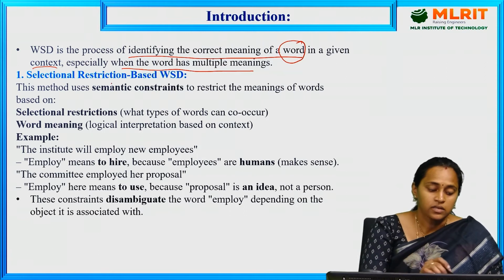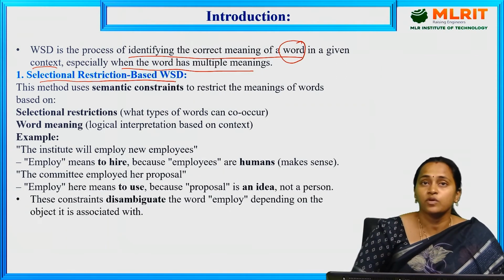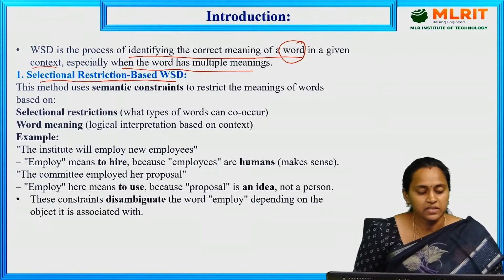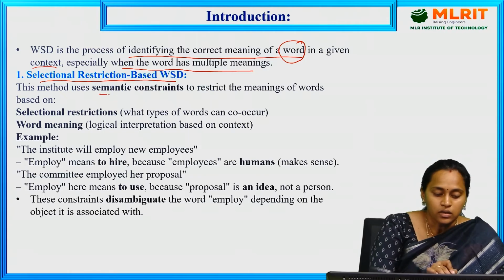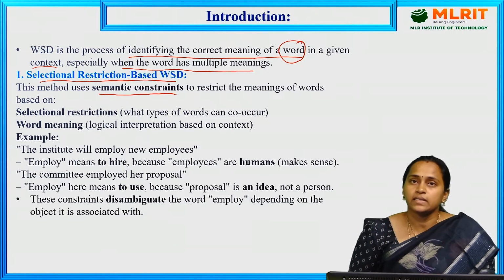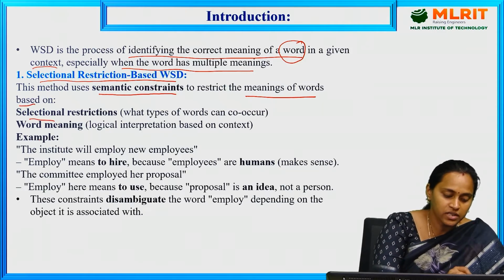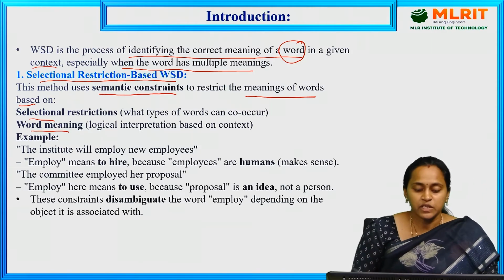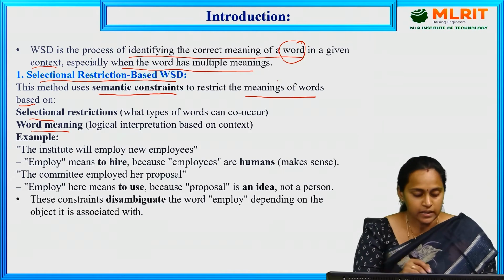So here some methods are there. First one, selection restriction based word sense disambiguation. Within the name itself there is selection restriction. That means we have to use semantic constraints to restrict the meaning of the words based on selection and word meaning. That means what type of words can occur. That means logical interpretation based on the context. Let's see the example here.